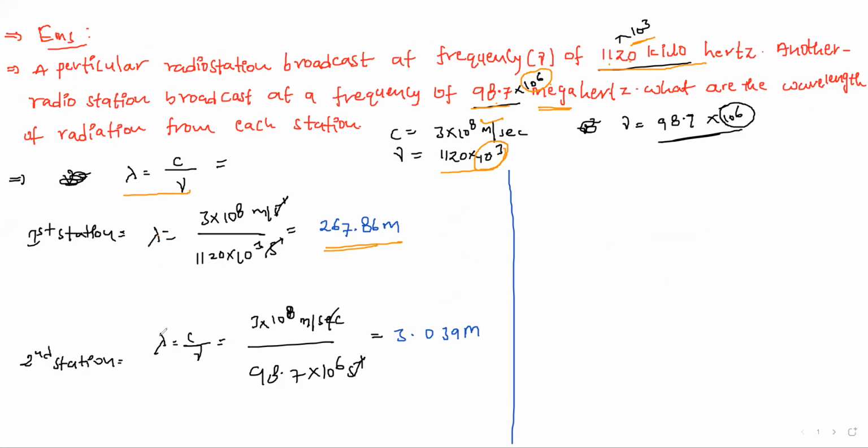Next, the wavelength of the second station is c by nu, 3 into 10 to the power of 8 meter per second by 98.7 into 10 to the power of 6, this is megahertz. For the second station we'll get 3.039 meters. Okay, now is it clear, Arshita?